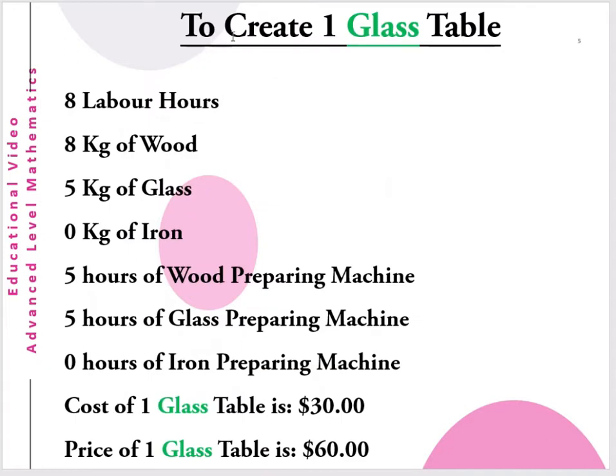If it wants to create one glass table, it needs 8 hours of labor, 8 kilograms of wood, 5 kilograms of glass, and 0 kilograms of iron; 5 hours of wood preparing machine, 5 hours of glass preparing machine, and 0 hours of iron preparing machine. That means there are 3 kinds of machine that prepare the wood, the glass, and the iron for the table. The cost of one glass table is $30, and the price of one glass table is $60. That means it will get a profit of $30 if it produces one glass table.